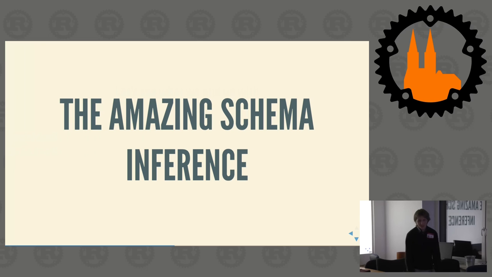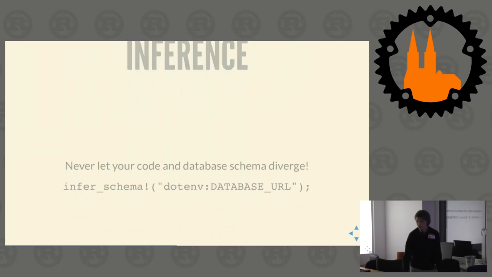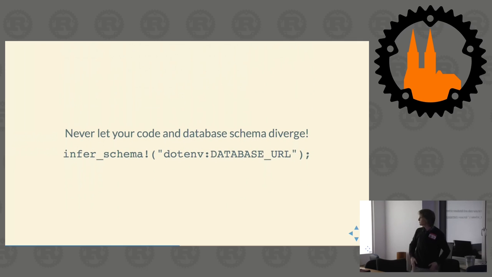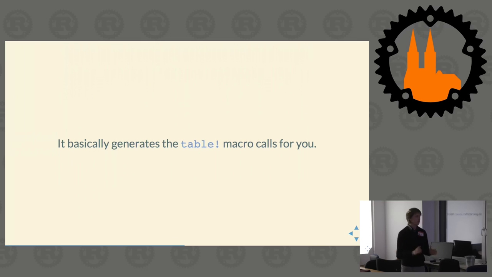Yeah. The schema inference you just talked about is this macro call we saw earlier. It's run at compile time and queries your database. Hey, database, what's the actual schema you're using here? And it gets the information back from the database. And all it does is generate these macro calls. So it's actually the other way around. You don't use the macro to circumvent infer schema. You use infer schema to not have to define the macro calls.